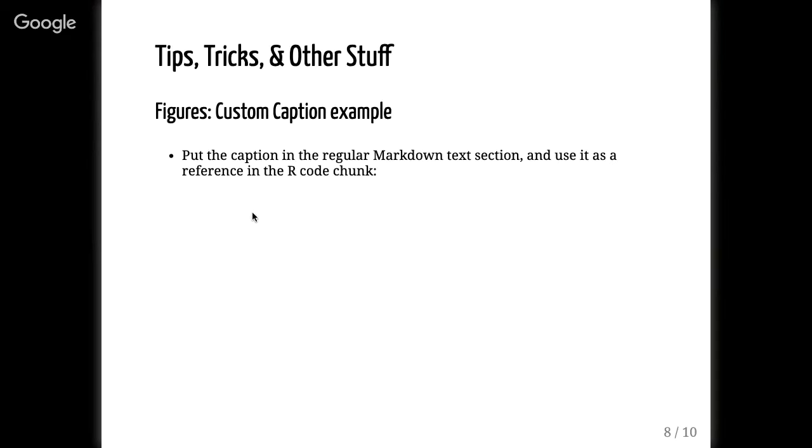And here's a custom caption example. This is one thing I found that was really nice. Sometimes in the captions you want to have a formula or italics or something that's sort of custom, right? And that's a little harder to do inside an R chunk of code. And the workaround for this is actually really simple and nice.